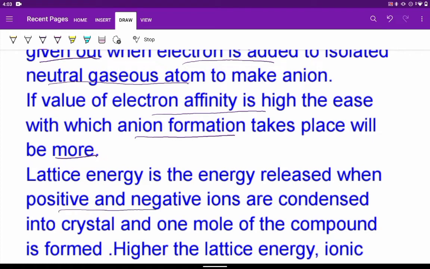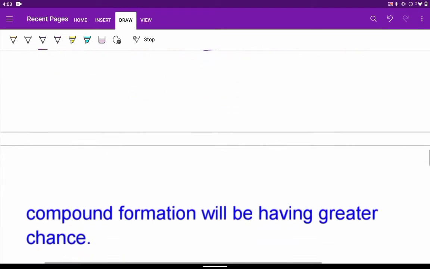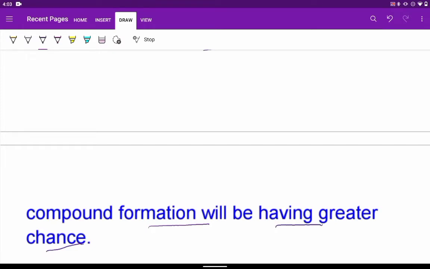Whenever the positive and the negative ions come closer to each other, and with the help of electrostatic force of attraction they form the ionic bond, at that time some energy will be released, that is the lattice energy. This lattice energy helps to condense the ions into a crystal. So whenever 1 mole of compound is formed, the total amount of energy given out during lattice formation is the lattice energy. Higher the value of lattice energy, ionic bond formation will be greater, facilitated, or we can say that it has a greater chance.